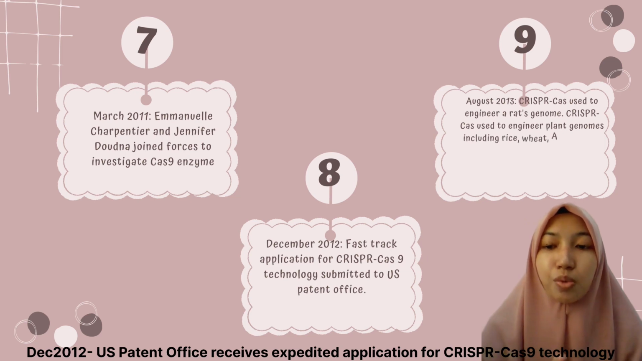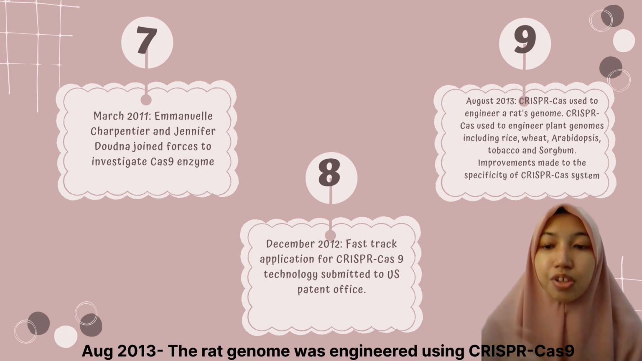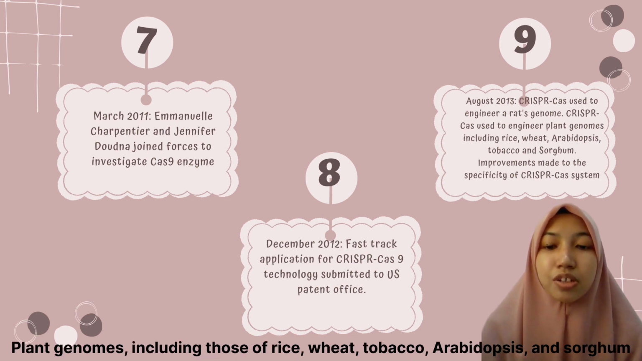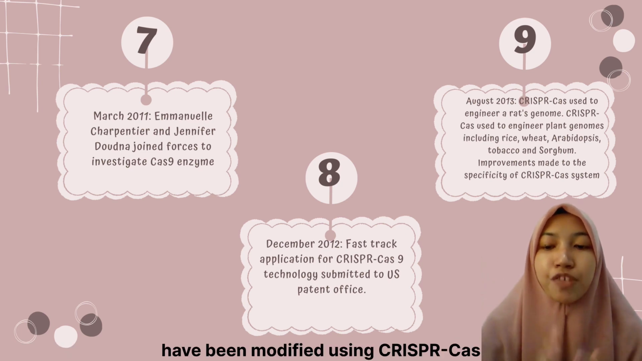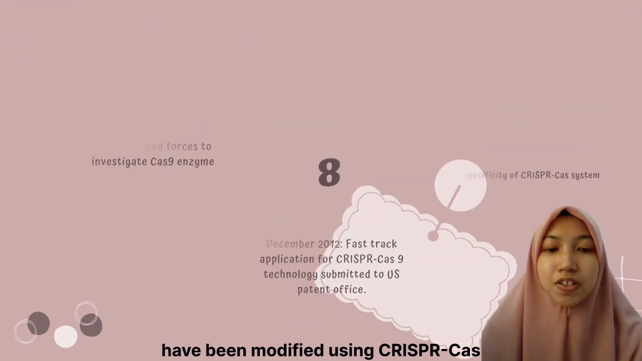December 2012, the US Patent Office received an expedited application for CRISPR-Cas9 technology. In August 2013, the rat genome was engineered using CRISPR-Cas. Plant genomes, including those of rice, wheat, tobacco, Arabidopsis, and sorghum, have been modified using CRISPR-Cas.